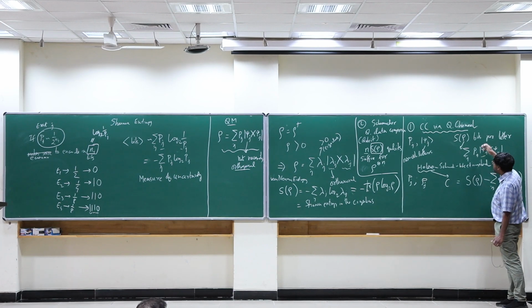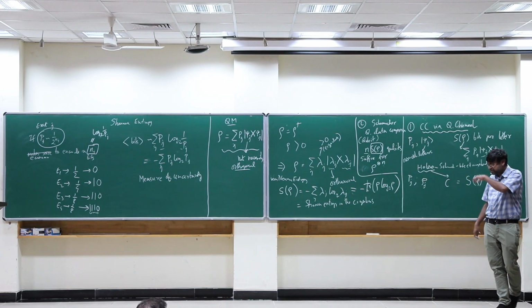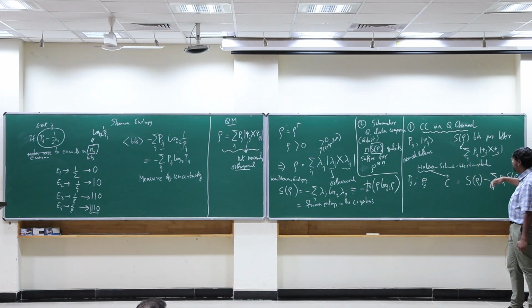Okay, but this is a capacity people can compute. So that's why it's far more computable than the number of qubits you can send. The quantum capacity is a notoriously hard thing. We will touch upon that very soon. That also can be done through von Neumann entropies.